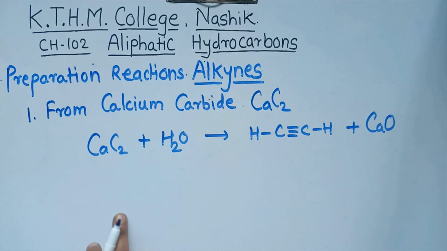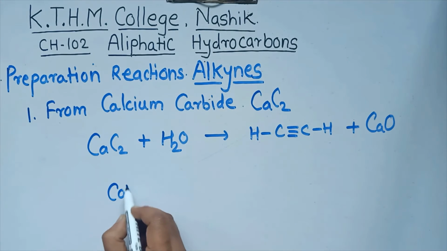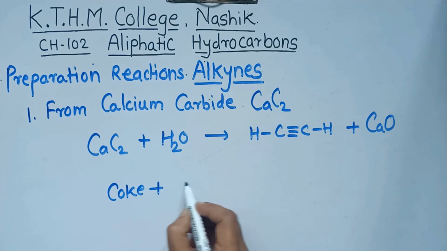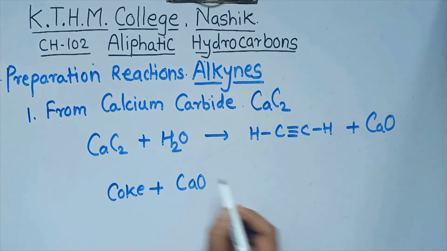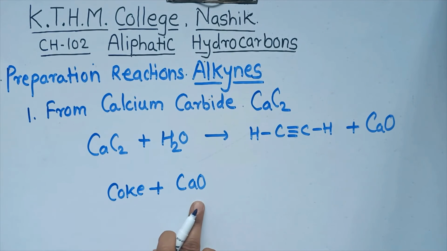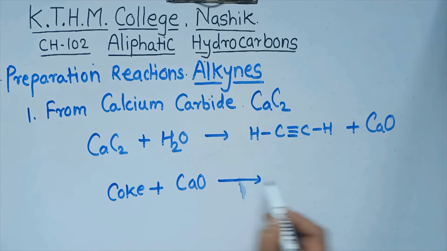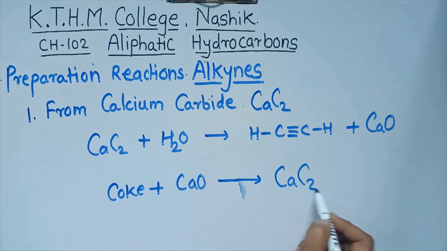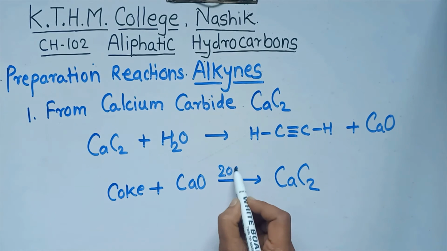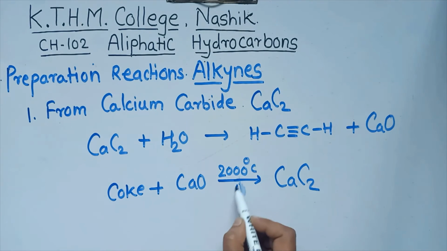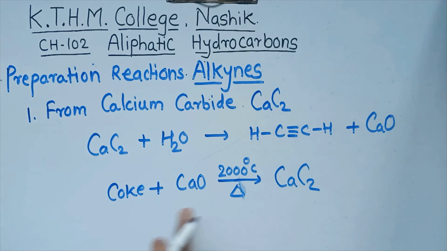Okay, this calcium carbide itself is prepared by the reaction of coke plus calcium oxide. When coke and calcium oxide react, they form calcium carbide. This reaction takes place at a temperature of 2000 degrees Celsius. So very high temperature is required, and coke and calcium oxide react with each other and form calcium carbide.